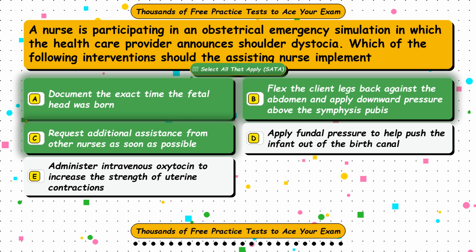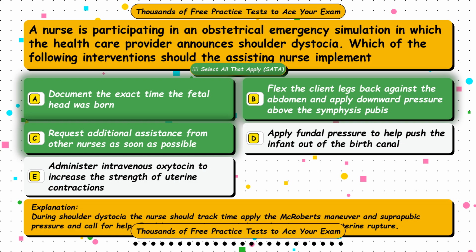The correct answers are options A and B and C. Document the exact time the fetal head was born. Flex the client legs back against the abdomen and apply downward pressure above the symphysis pubis. Request additional assistance from other nurses as soon as possible. During shoulder dystocia, the nurse should track time, apply the McRoberts maneuver and suprapubic pressure and call for help. Fundal pressure is contraindicated as it can cause uterine rupture.